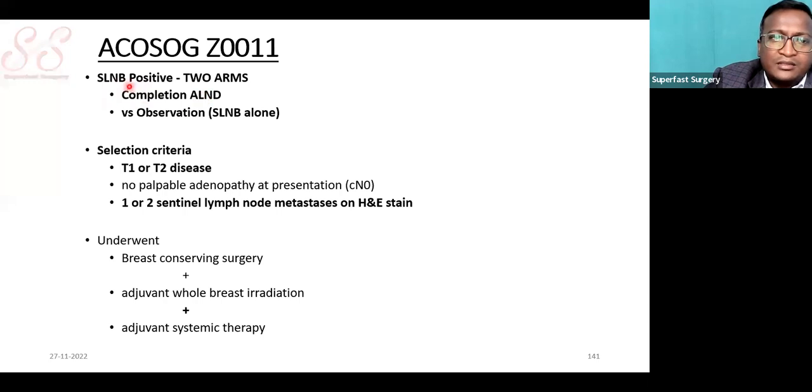What they did, the sentinel lymph node positive patients, they randomized them into two groups. One underwent ALND and another underwent just observation. And they had strict criteria. It should be less than 5 cm tumor, T1, T2. There should be no axillary lymph node palpable. One or two sentinel lymph node metastases on histopathology, and all of them underwent breast conservation surgery and adjuvant whole breast irradiation and adjuvant systemic therapy.